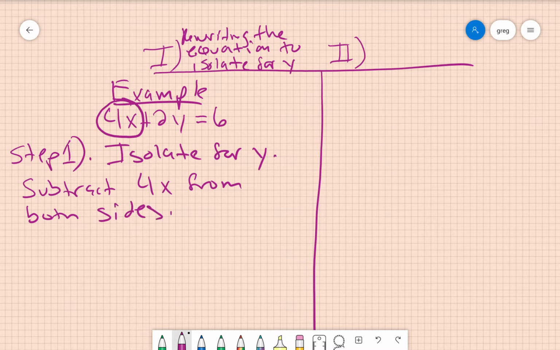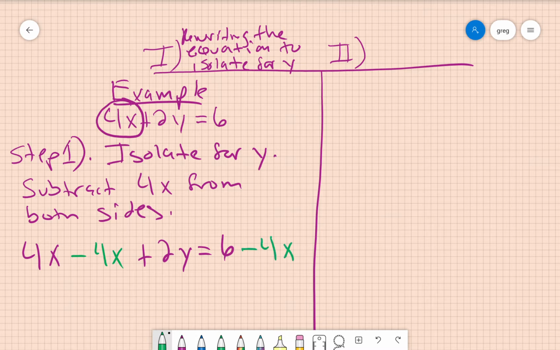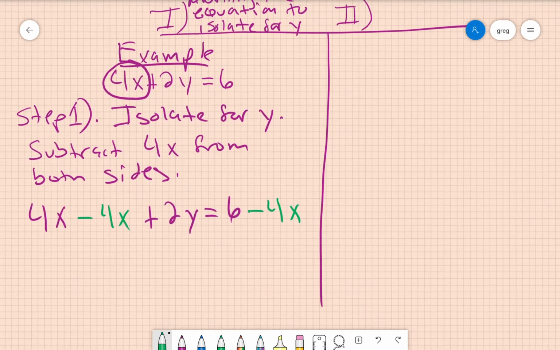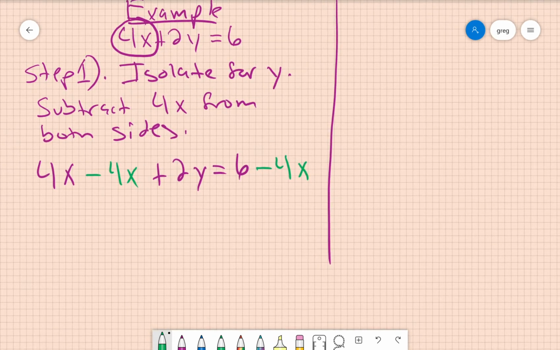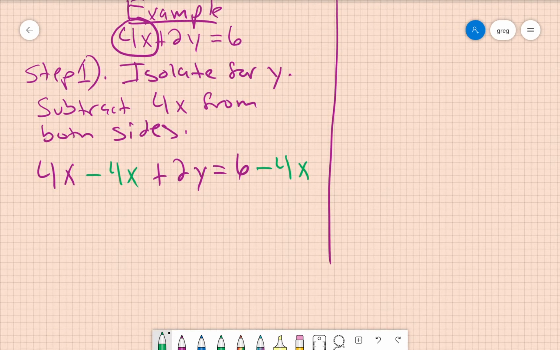So now once we've done that, I think I'll switch colors on this now. So now we're going to have 4x minus 4x plus 2y equals 6 minus 4x. So we're moving the 4x term to the other side of the equation.